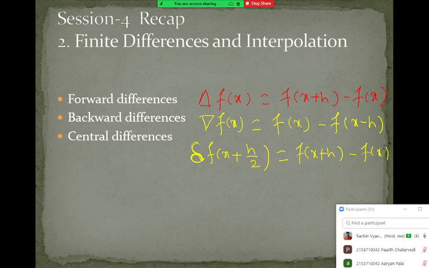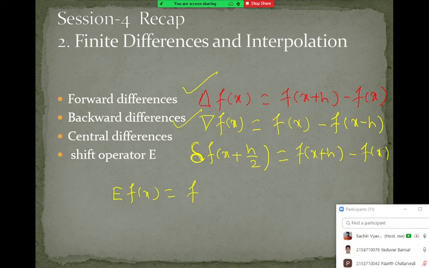The first is important, forward, then the backward, and the last, the shift operator, is also important. It is a very simple definition. What is E of f(x)? Quick. E f(x) is f(x plus h) only, because just E is there.